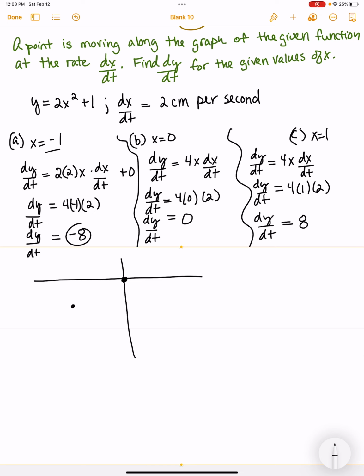I'm totally guessing on this too. But say when x is -1, the rate of change down here is -8. And then when x equals 0, we also have a rate of change of 0 for y. And then when x is 1, we have it at 8. So maybe then our parabola is going up.